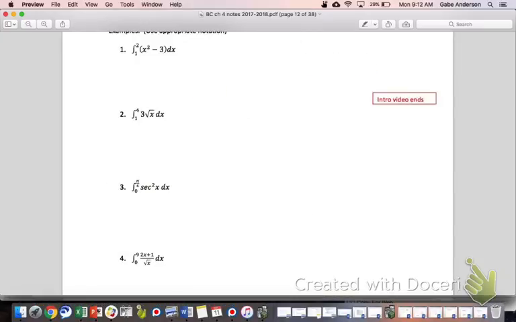Here we go for number 1. We're doing the definite integral from 1 to 2 of x squared minus 3. For our first step, we find the antiderivative. The antiderivative would be 1/3 x cubed minus 3x. And then, for the notation, we put that in parentheses, evaluated from 1 to 2. That tall vertical line means evaluated from x equals 1 to x equals 2.